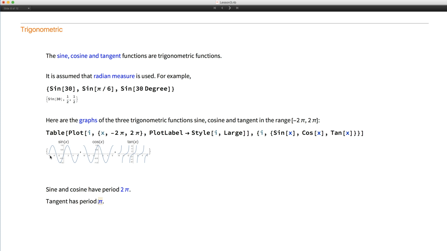So they are repetitious and they have periods, but those periods depend upon the kind of function that you're working with. And of course, you've got a sine of 2x, sine of 3x, etc. to get faster and faster oscillations.